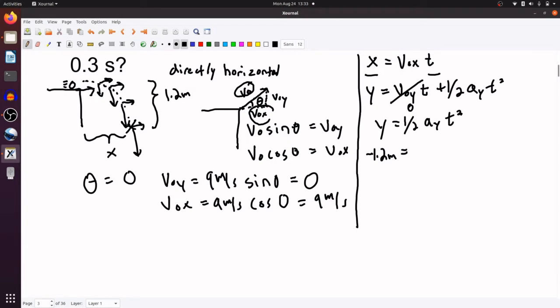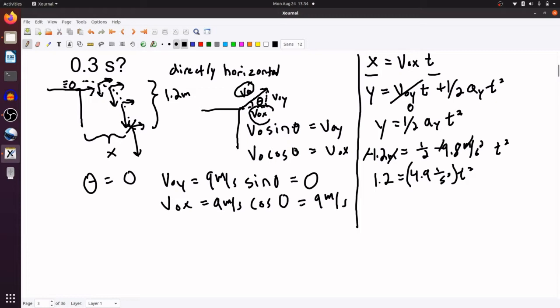All right, so 1.2 equals 1/2 of a negative 9.8. I make it negative to denote that it's pointing towards the center of the Earth. T squared. Get rid of the negatives on both sides. And meters cancel out too. So that gives me 1.2 is equal to 4.9 per second squared, because I got rid of the meters, times t squared. And so I need to solve my equation for time.